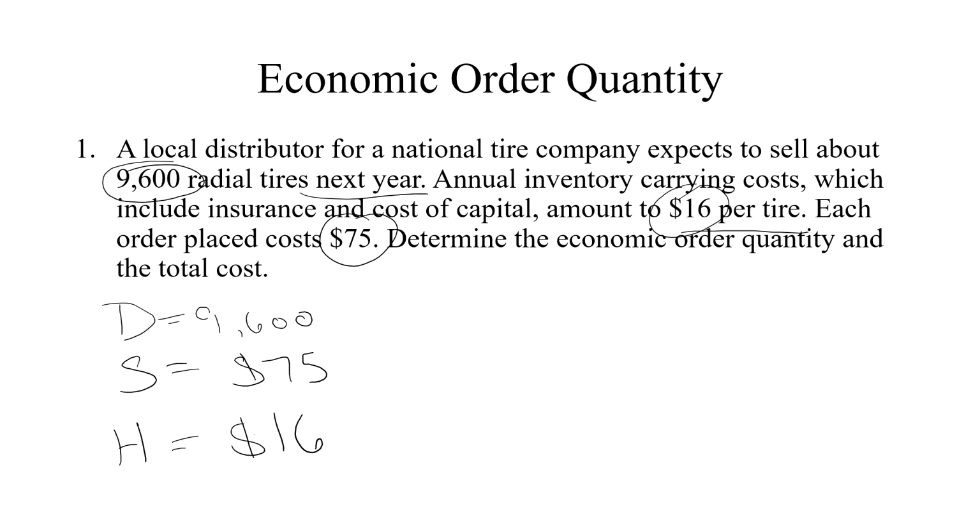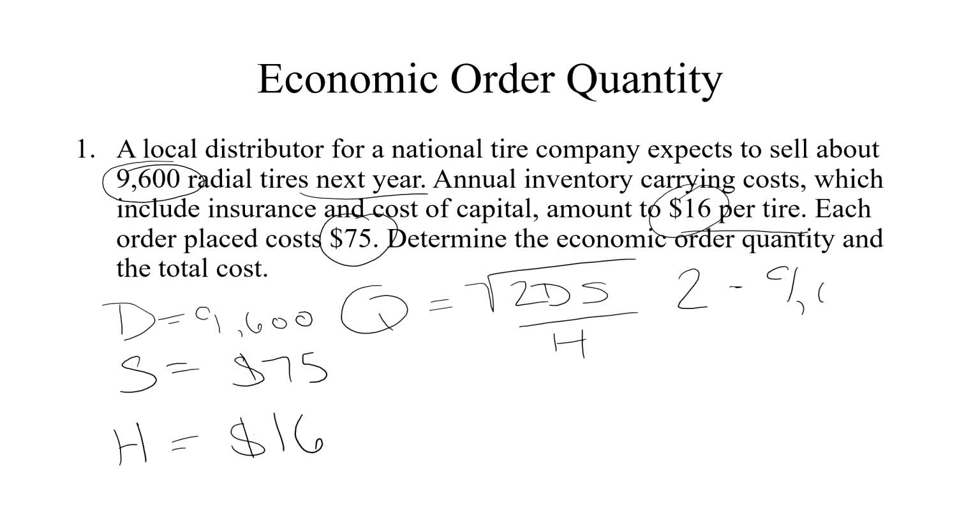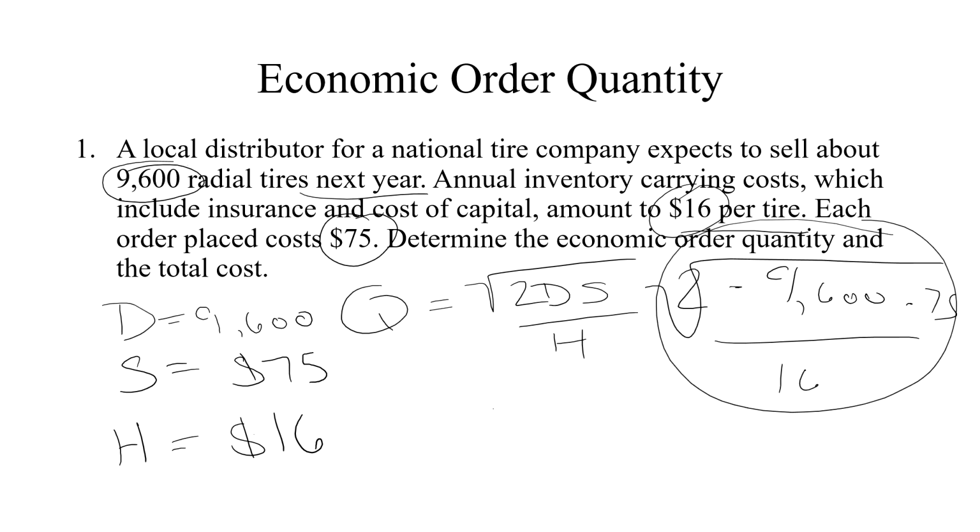So what we're going to do is have Q equals the square root of 2DS over H. And so when we go ahead and plug things in, that's going to give us 2 times D, which is 9,600, times 75 all over 16. That's a square root, by the way. And that's going to give us square root of about 90,000, which equals just about 300 tires.